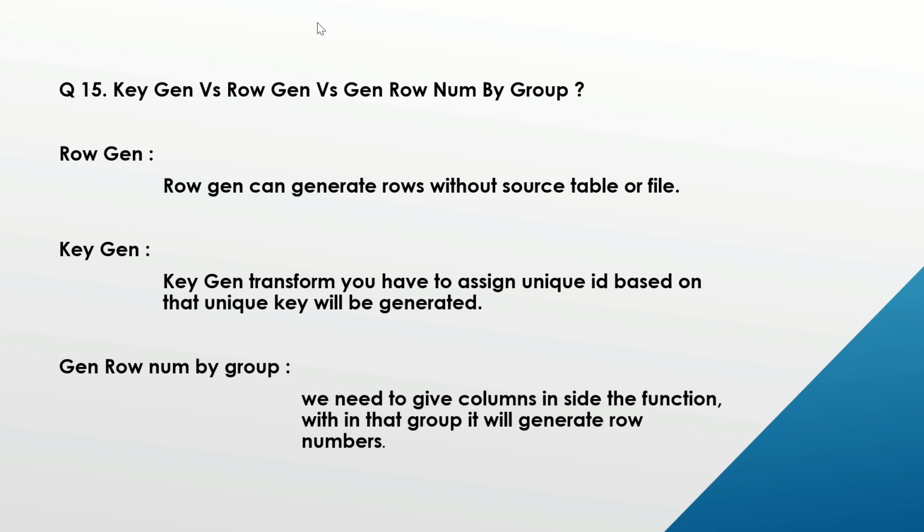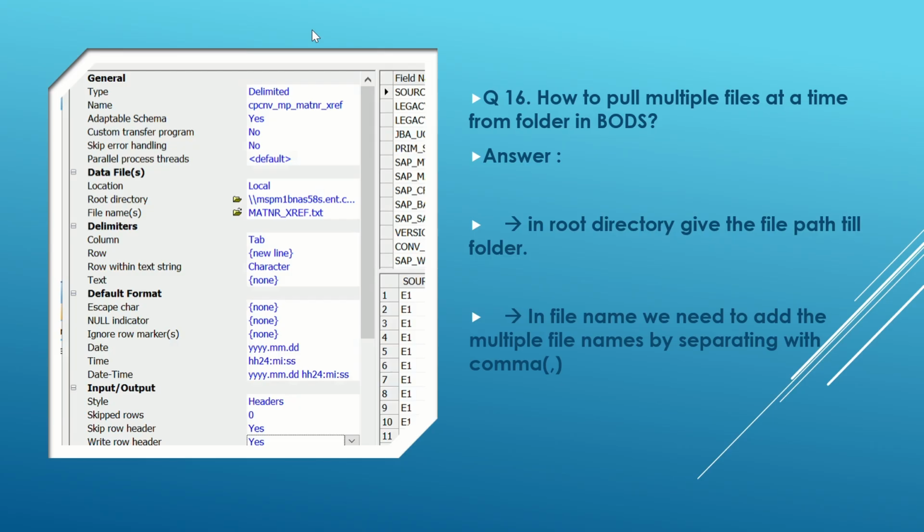Next one, gen row num by group. Here we need to give columns inside the function. Within that group, it will generate row numbers. If we want to generate the row number by grouping 2 or 3 columns, by giving those columns inside the gen row num by group function, it will generate the row numbers within that group.